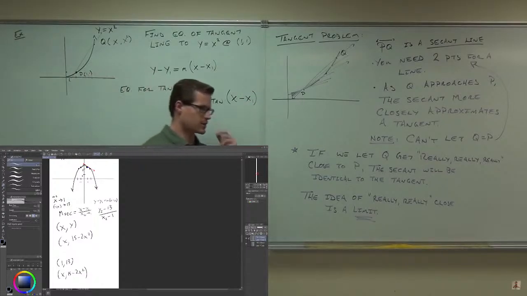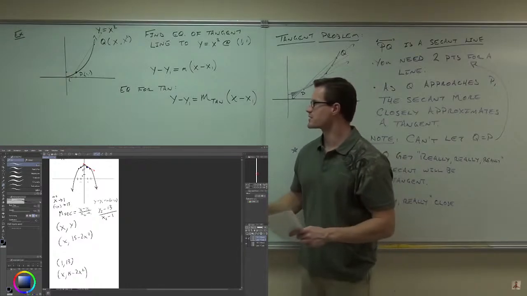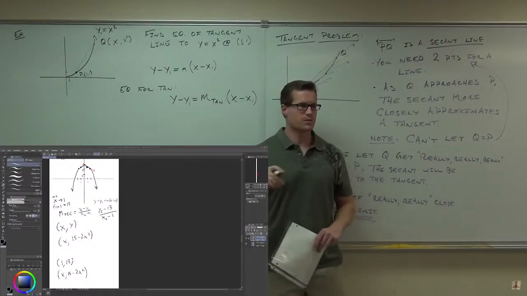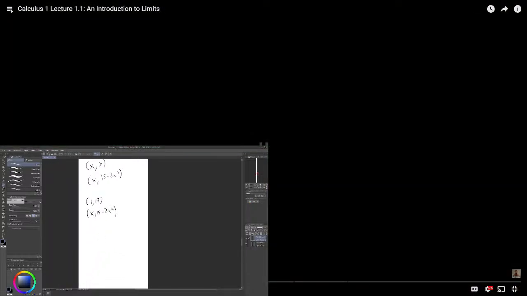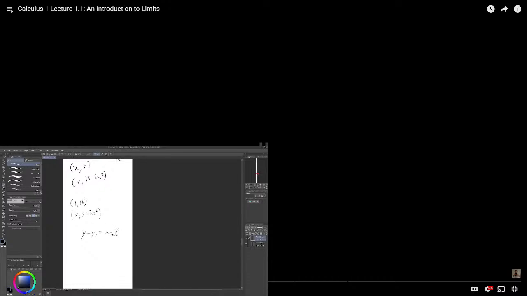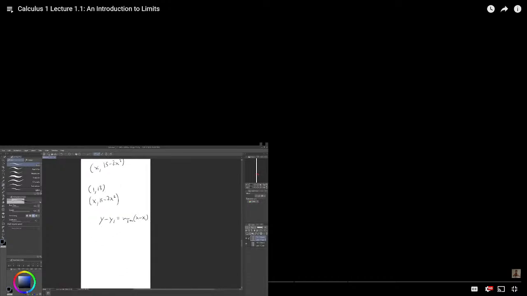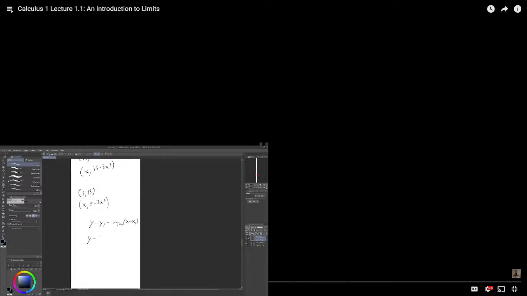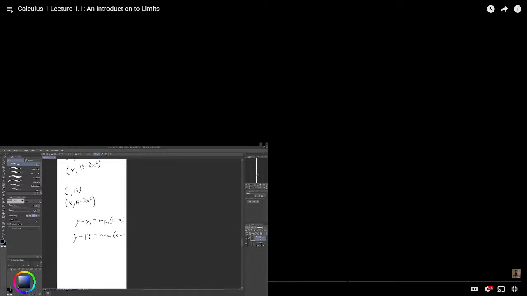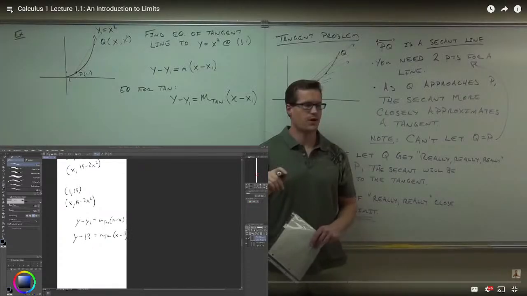Now, the cool part about this, I'll recap this in just a bit, is we already have a point. What's my fixed point? 1, 1. I already have 1, 1. So I'll write this down: y minus y sub 1 equals the slope of the tangent line times x minus x sub 1. If I plug in the points, 1 minus 1 equals the slope of the tangent line times x minus 1. You find the slope of the tangent.